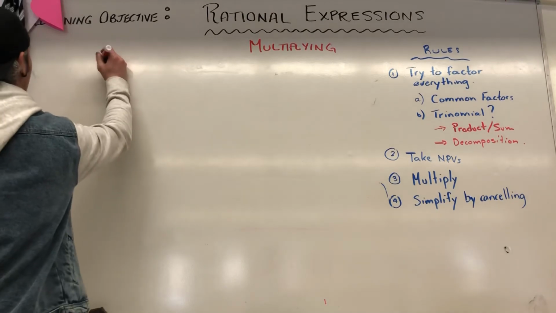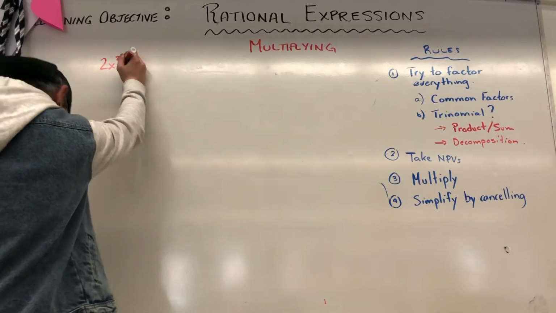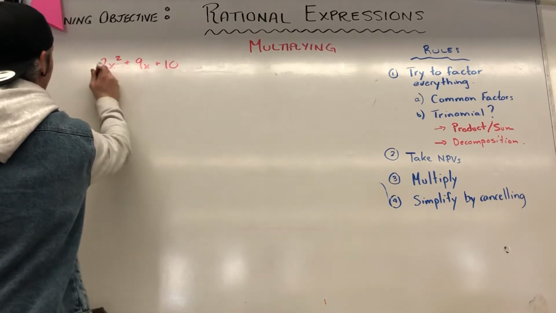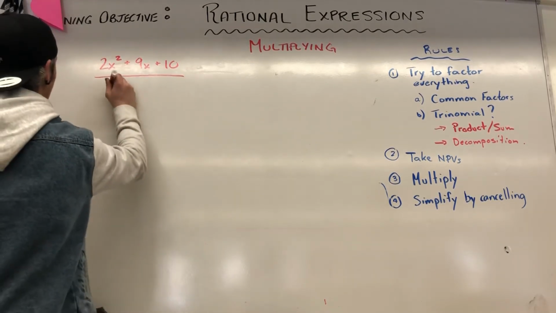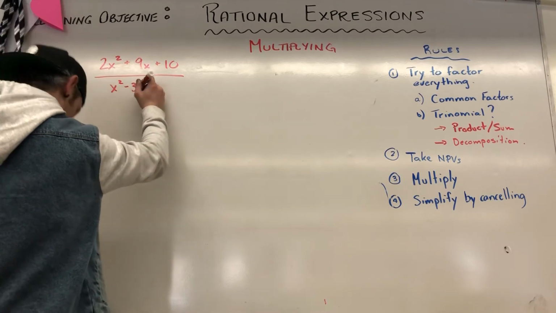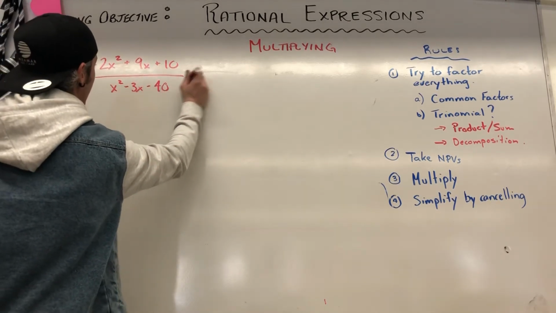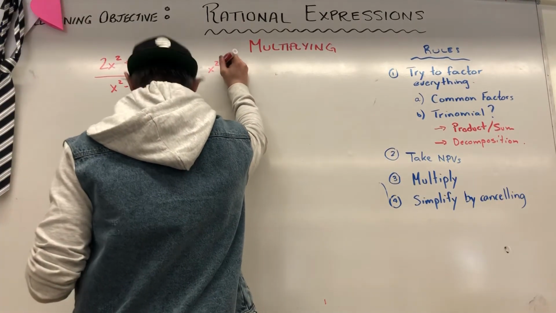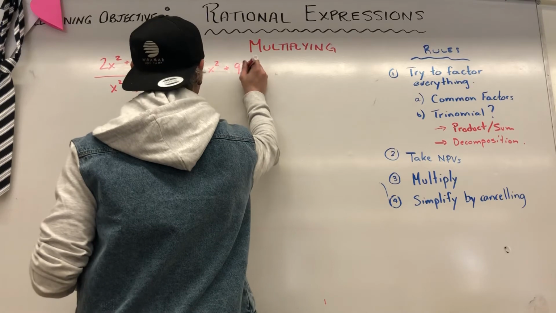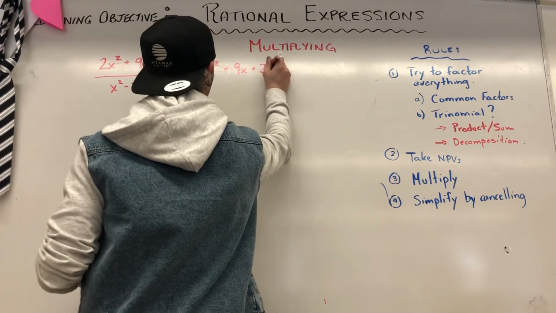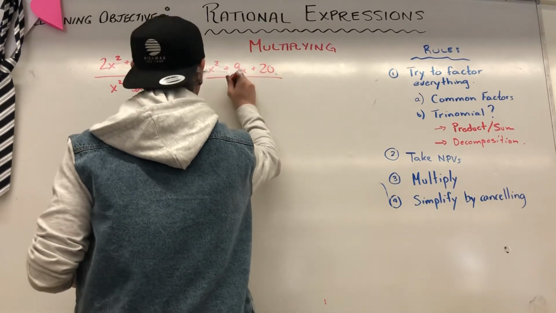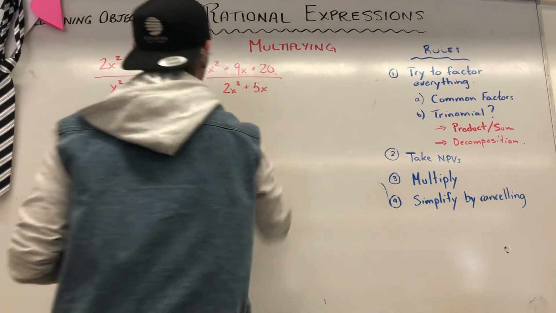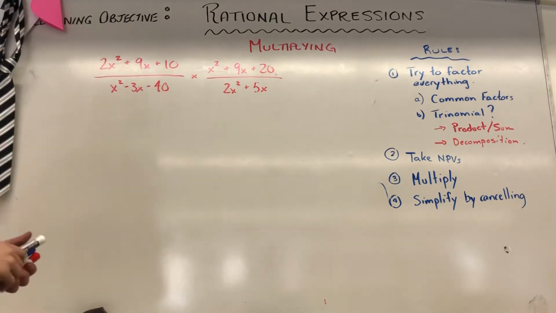So I've got 2x squared plus 9x plus 10 over x squared minus 3x minus 40 times x squared plus 9x plus 20 over 2x squared plus 5x. Okay, so the first step is try to factor everything.